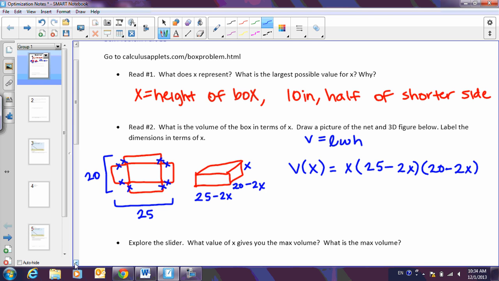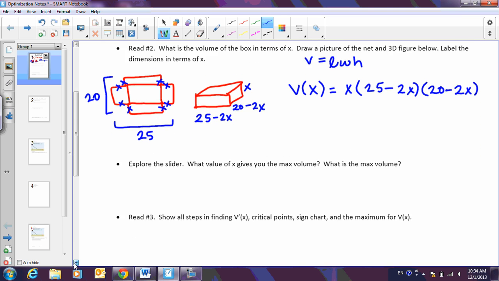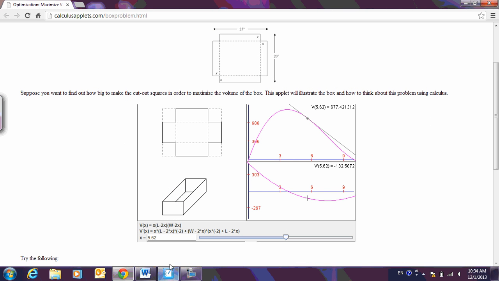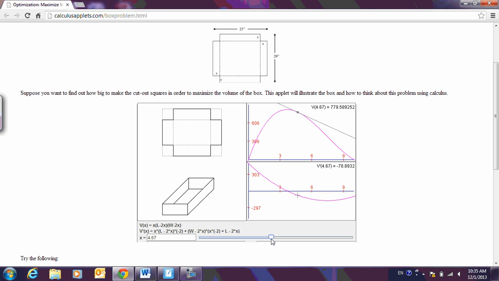Okay, so this next part says explore the slider. What value of x gives you the max volume? We're going to first do this by looking at this picture and exploring the slider, and then we're going to do this with calculus. We could be looking at the actual volume of a box, but I'm going to notice, hey, the volume of the box is this maximum. This is what optimization is about.